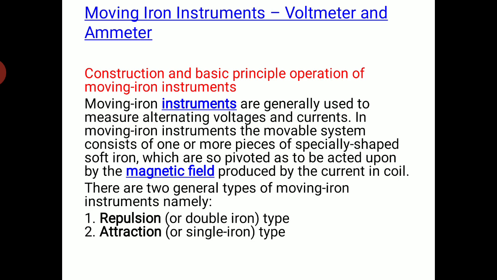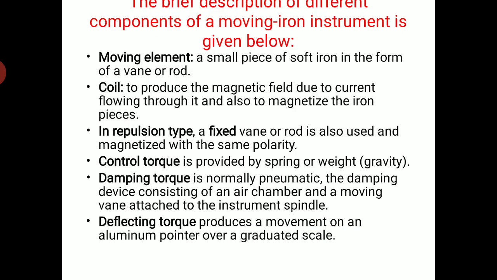So there are two types: one is the repulsion type, and one is the attraction type. The moving element is a soft piece of iron in the form of a vane or rod. The coil produces a magnetic field due to the current flowing through it, which magnetizes the iron pieces. In the repulsion type, a fixed vane or rod is used and magnetized with the same polarity. The controlling torque is provided by a spring or by gravity, that is, the weight; the gravity method is used here.